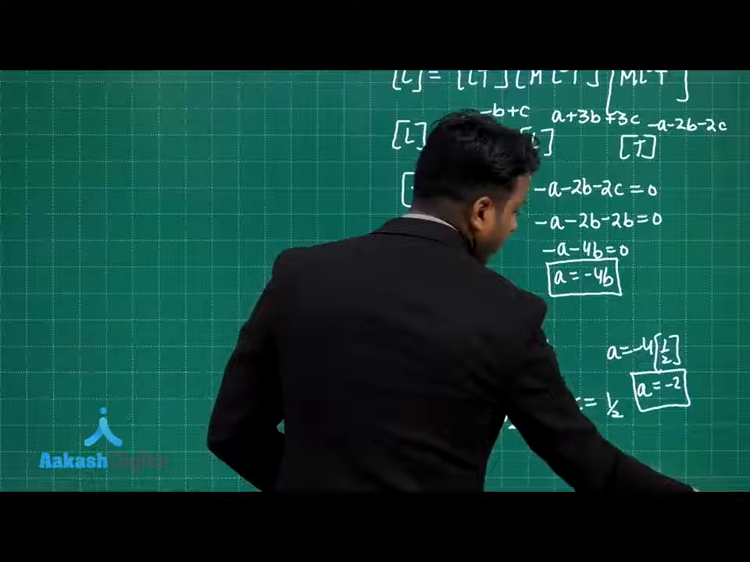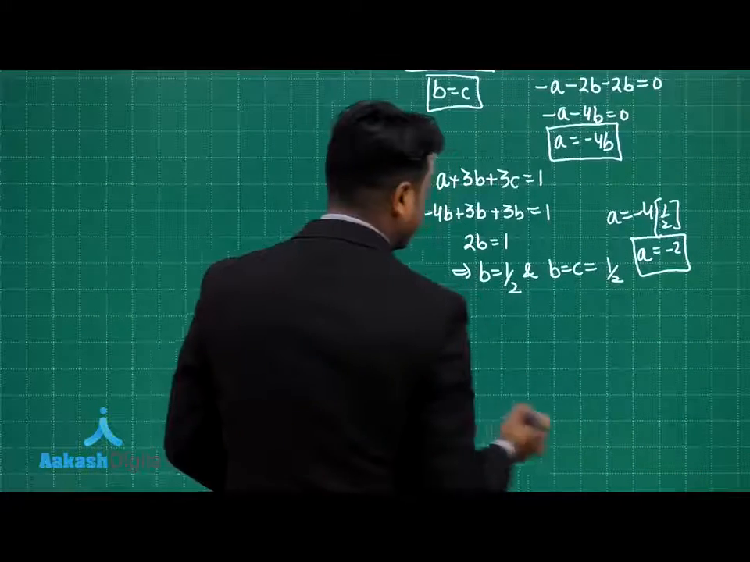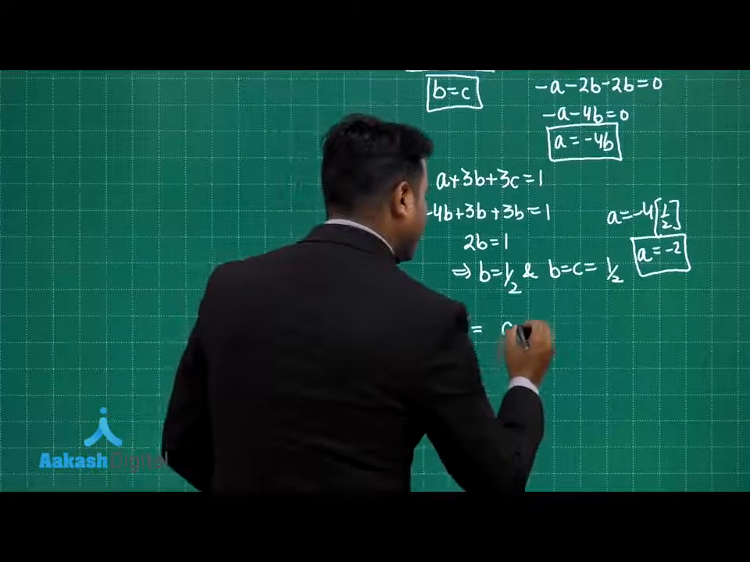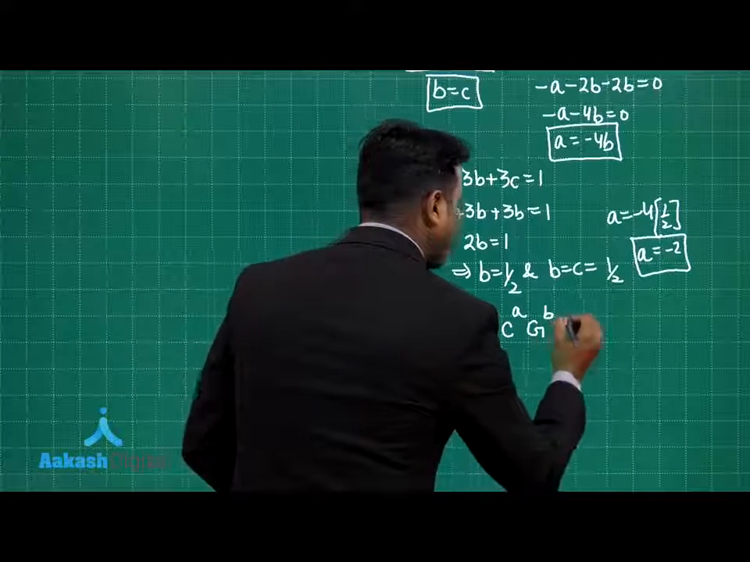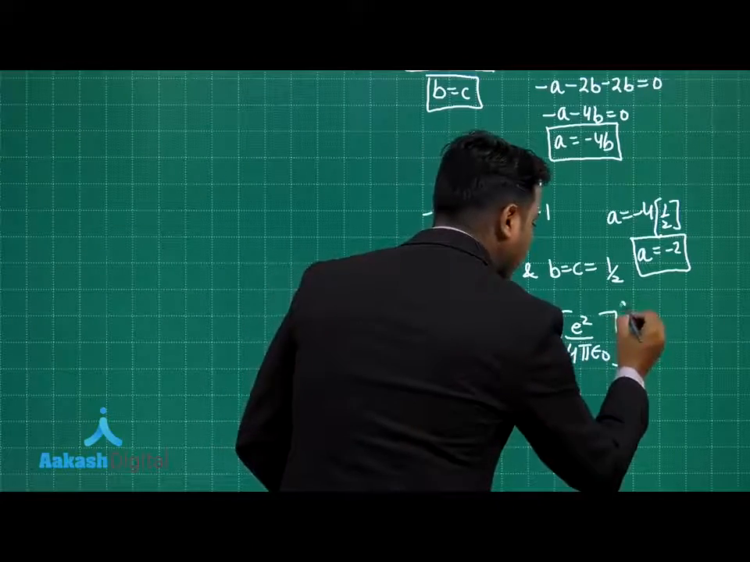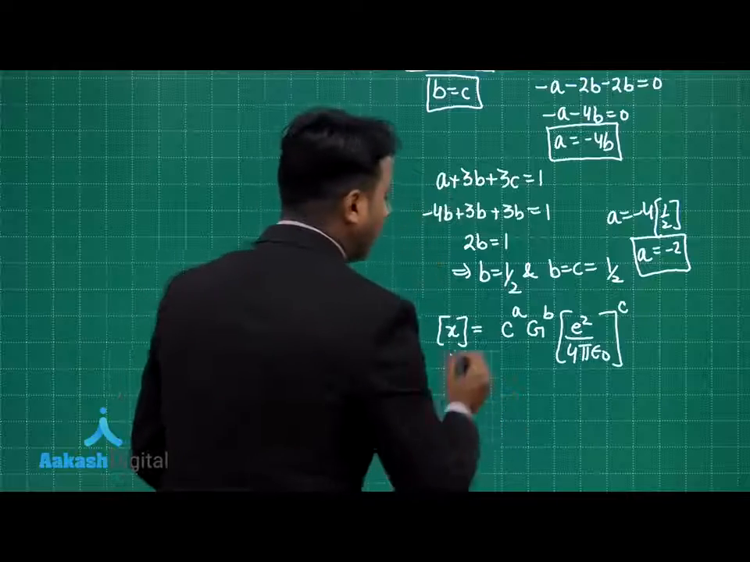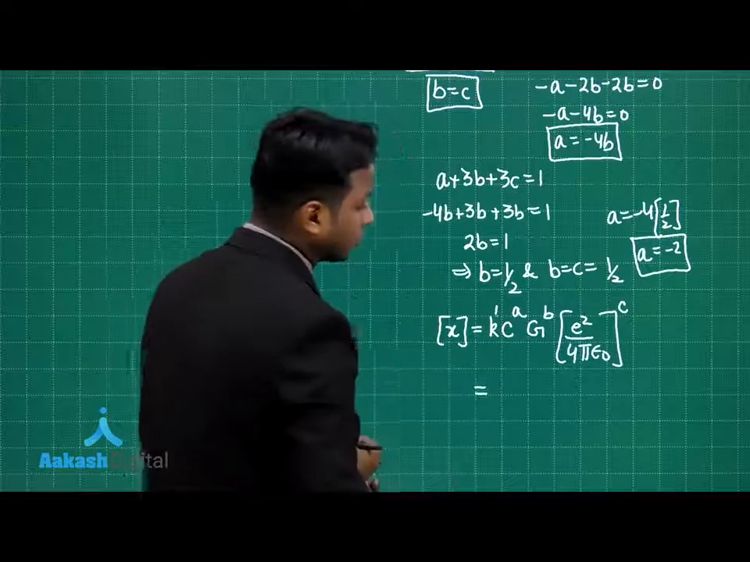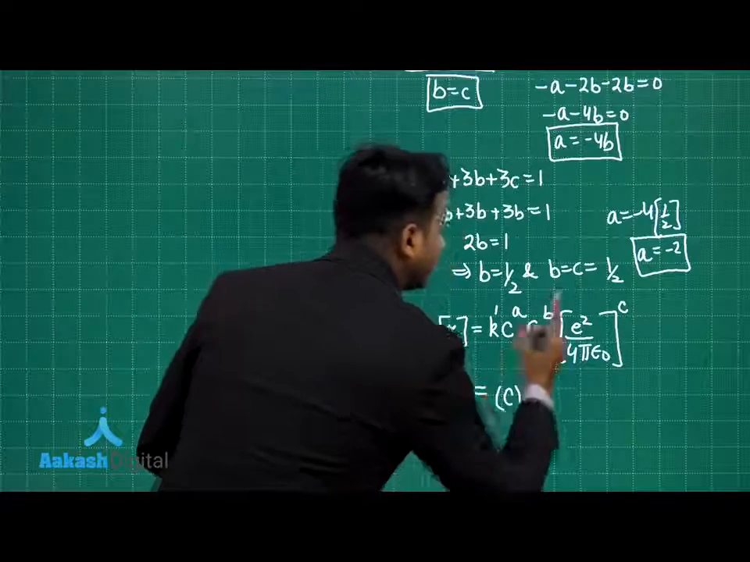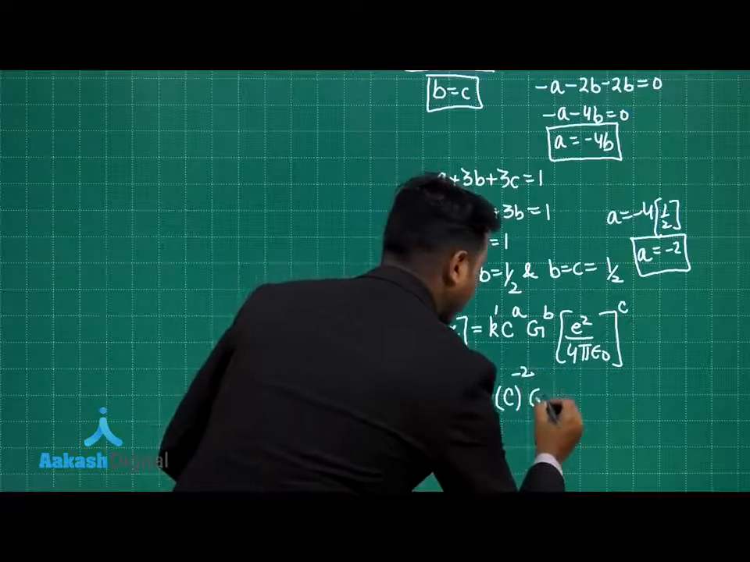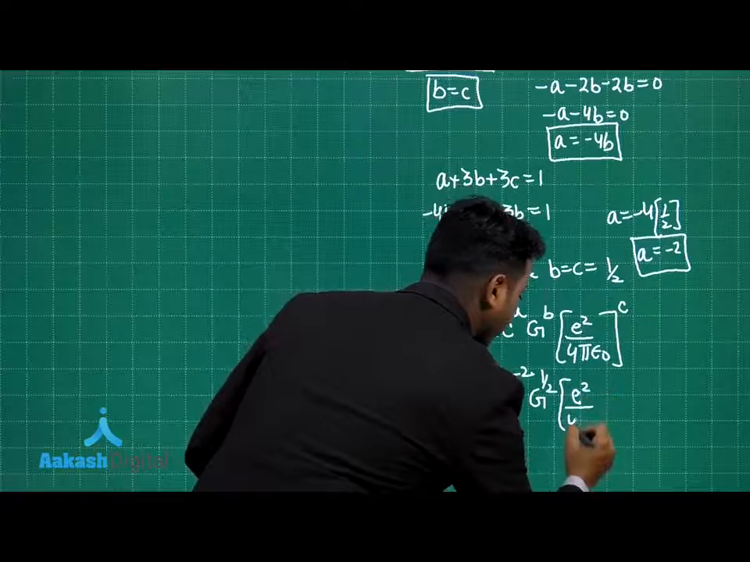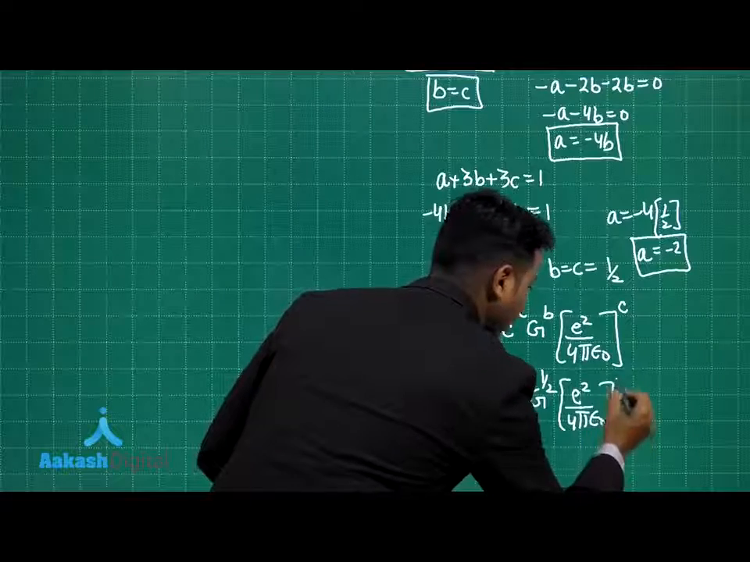So ultimately I can write down the final formula. The dimension of x is equal to the c value to the power a, G value to the power b, and e square upon 4 pi epsilon naught to the power c. Putting all the values, we also have a proportionality constant. Then this can be written as c to the power minus 2, then we have G to the power half, and we have e square by 4 pi epsilon naught to the power half.